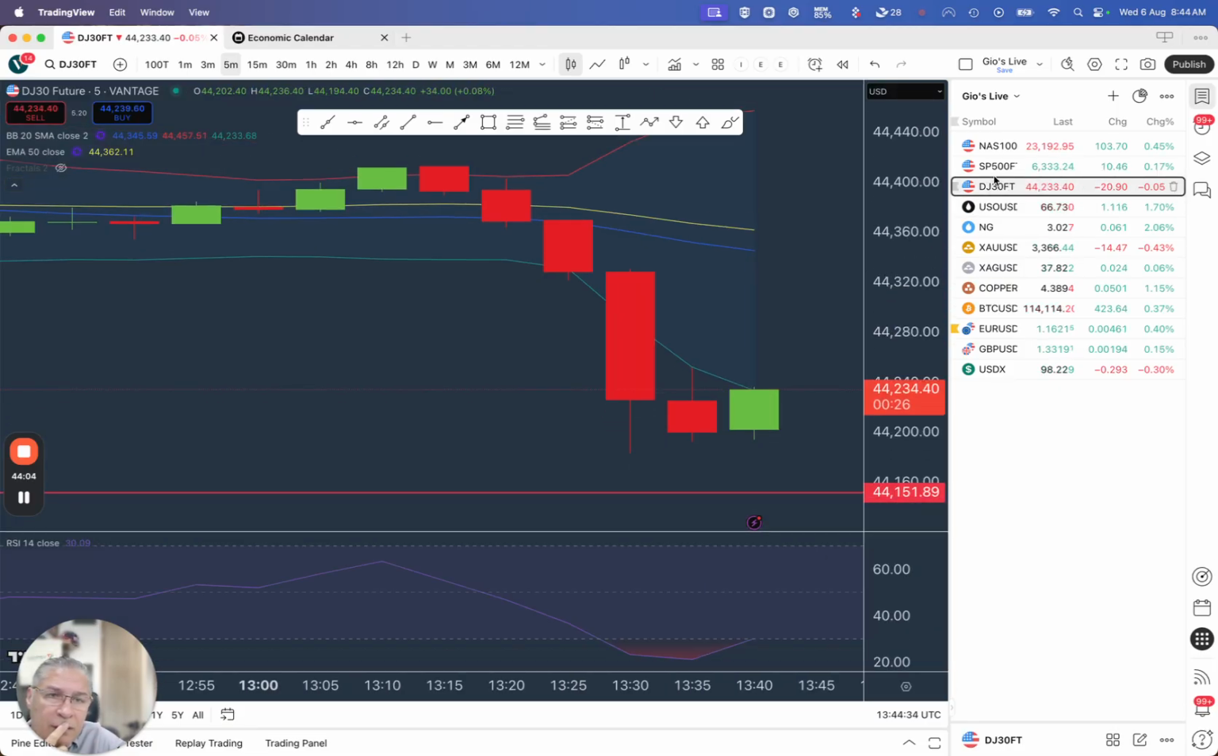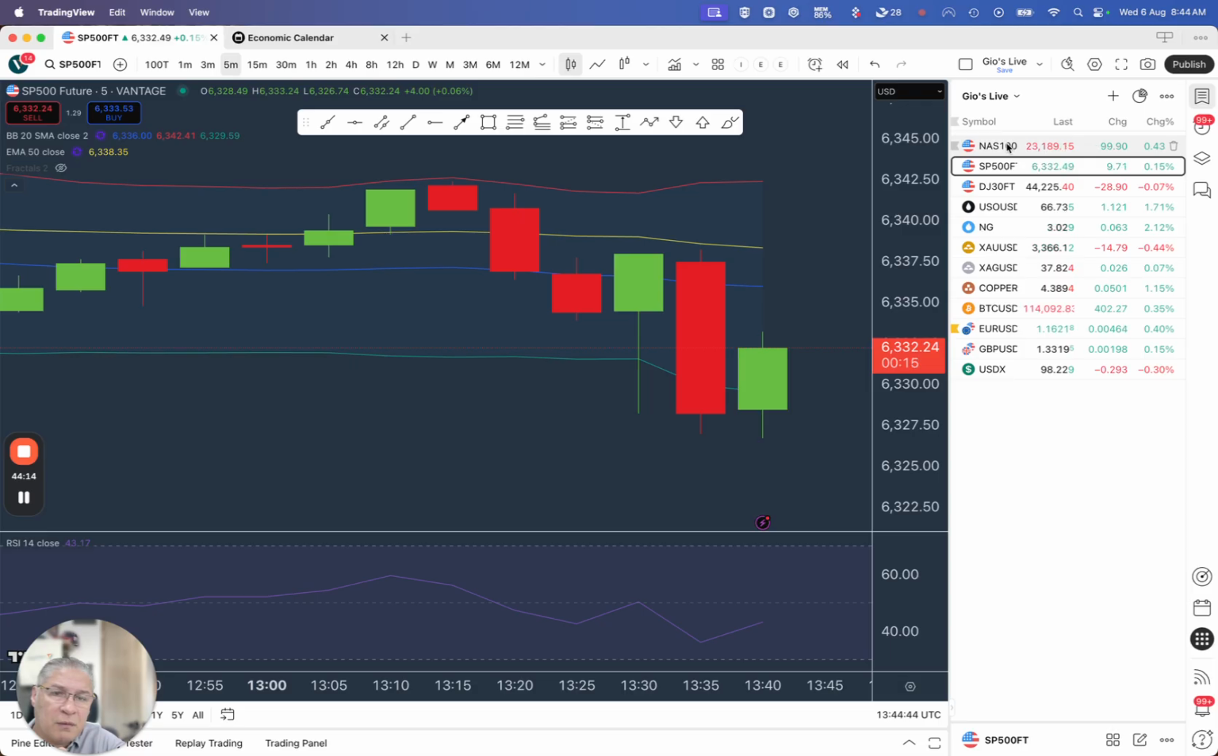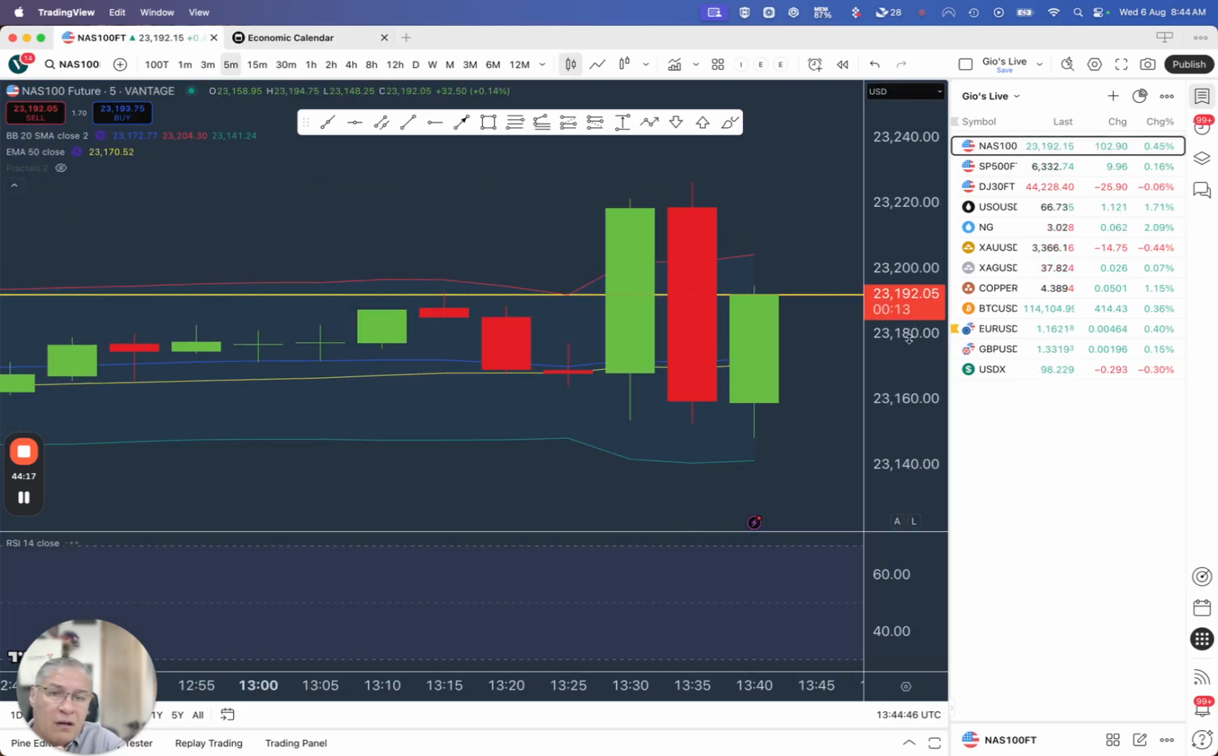Dow, let's look at the assets. Okay, so Dow seems to be settling. The S&P seems to be settling. And we have NASDAQ back at the pivot point, and it's fluctuating.